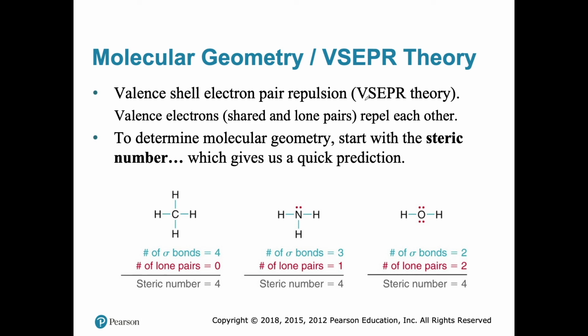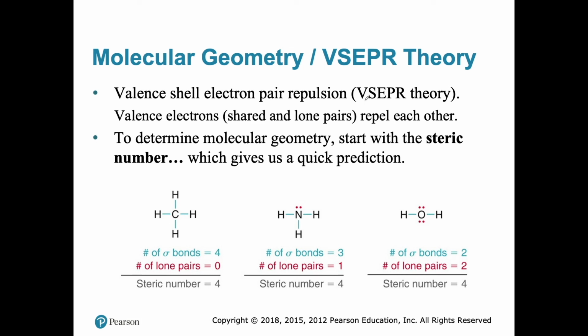Remember earlier I said you could count the number of things bonded to it and say that was the number of electron domains, but that really isn't true. If you look at nitrogen, it only has 3 things bonded to it, but it also has a pair of electrons, and it has 4 electron domains, giving it a steric number of 4. 3 sigma bonds, 1 lone pair, steric number of 4.